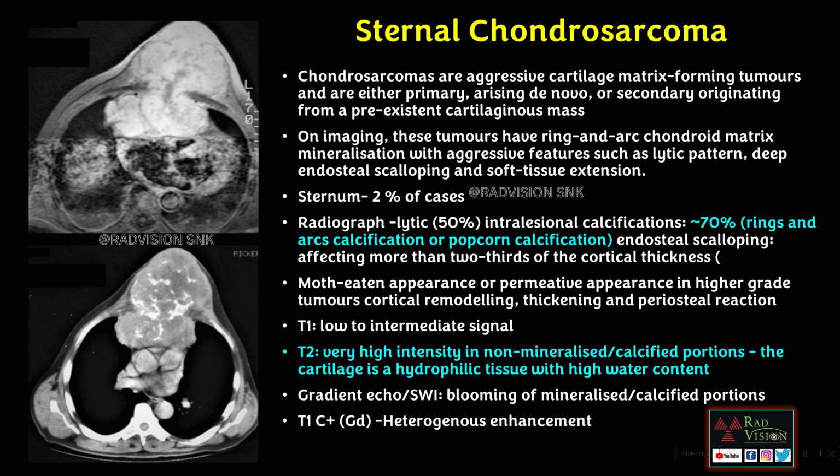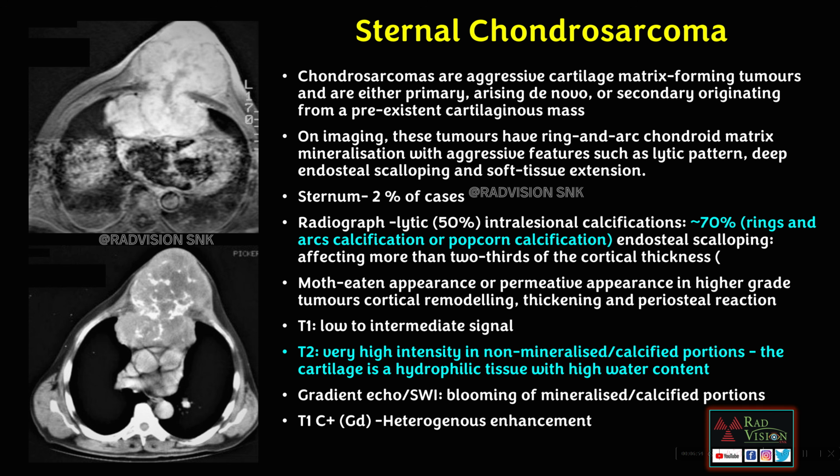Generally, chondrosarcoma is common in pelvic bones and flat bones, but sternal chondrosarcomas can also account for 2% of cases. The classical rings and dots, arc-like calcifications or popcorn calcifications are commonly seen. Rarely, a moth-eaten or permeative appearance can also be seen in high-grade tumors.